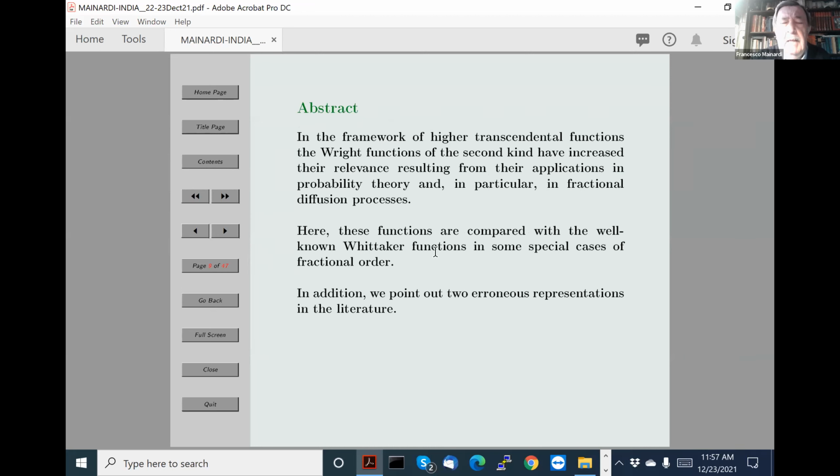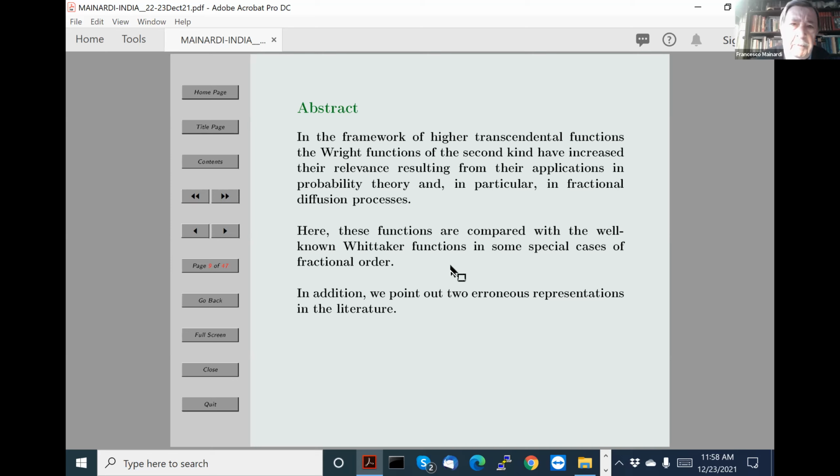Now, the abstract of this paper contains the Wright function of the second kind. I mean the classical Wright function, because these are related to probability theory and in particular to fractal diffusion processes.